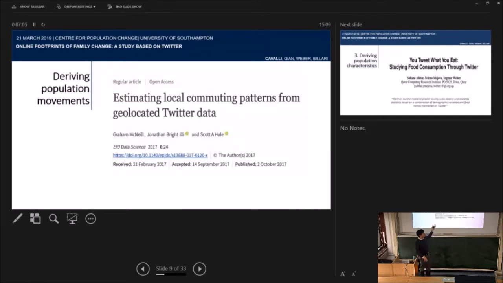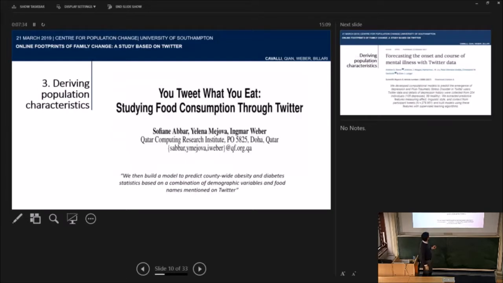For example, commuting patterns are potentially possible to study with Twitter, because many people tweet multiple times per day. I can tweet when I'm home, then while I'm at work, and then when I go back home, and so we can basically track movements, especially in large urban areas, or across states in the US or in some parts of Europe.